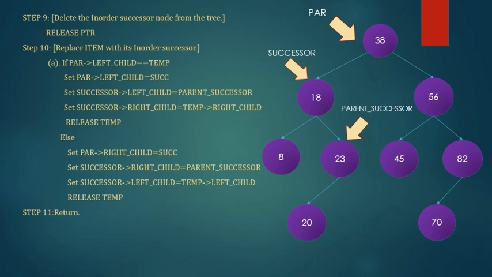Finally, we return. What if you wanted to delete 56? It is exactly the same, except this time we are deleting a right child, unlike before.